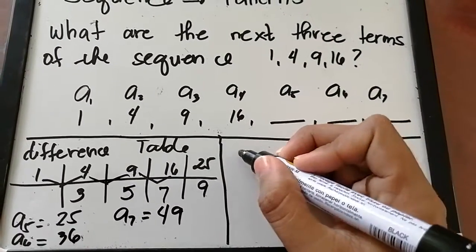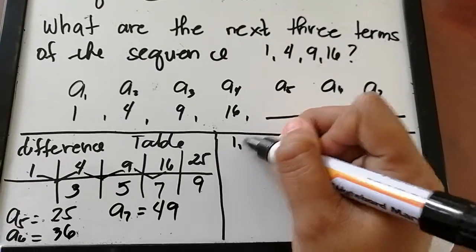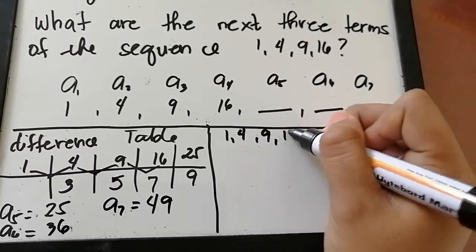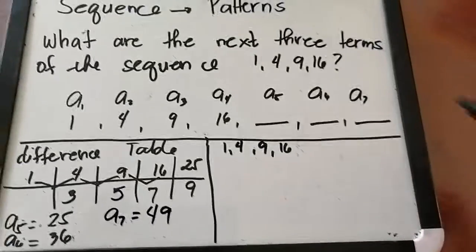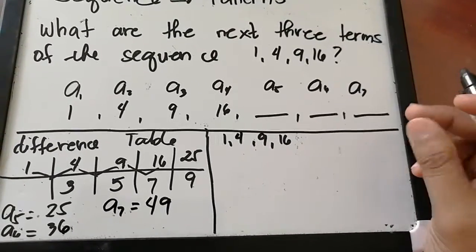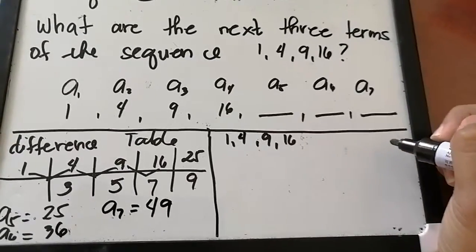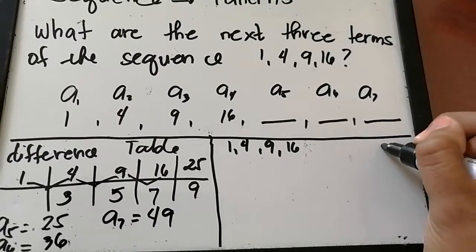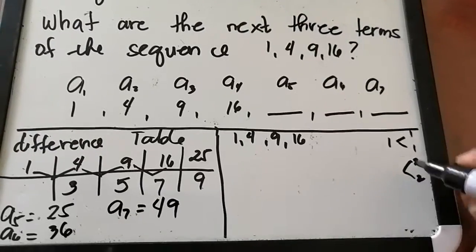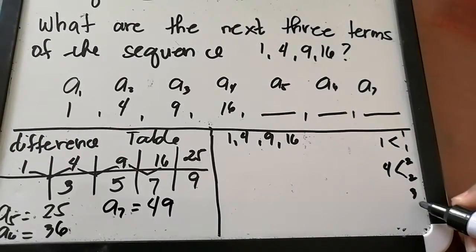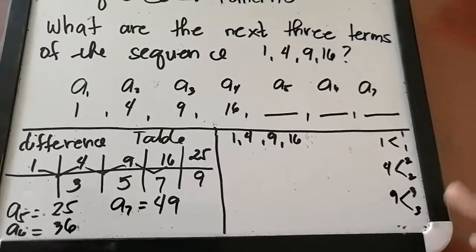The other way is to use the general pattern. How do we get the general pattern? Writing the sequence, which is 1, 4, 9, and 16, notice that these numbers are perfect squares. A perfect square is a number that is the product of a number multiplied by itself. For example, 1 times 1 is 1, 2 and 2 lead us to 4, 3 times 3 is 9, and so on continuously.